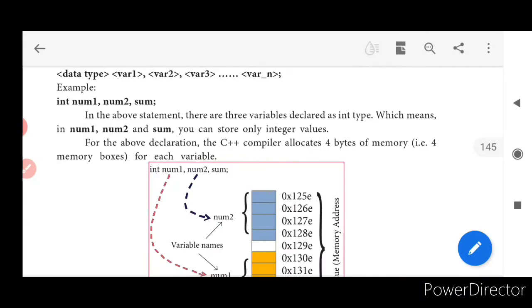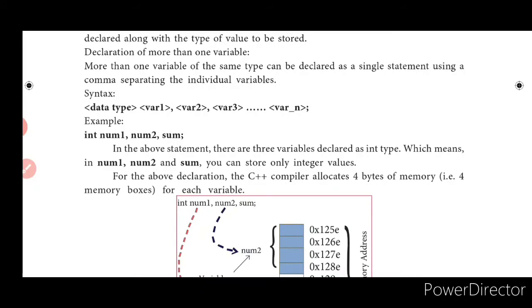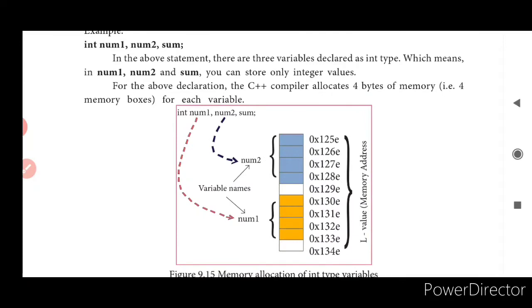In the above statement there are 3 variables declared as integer type, which means num1, num2, sum. They have used commas for separating, and the end of the statement must end with a semicolon. I believe you remember how I taught you to run a Dev C++ program in your live session.